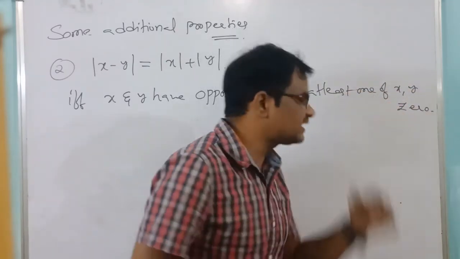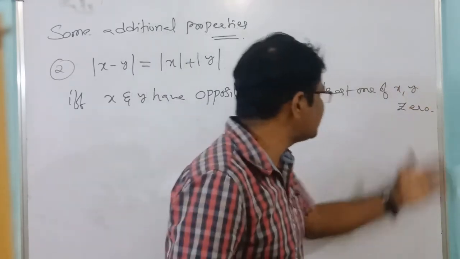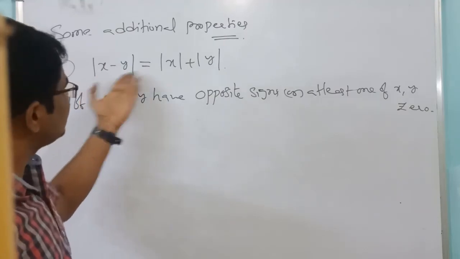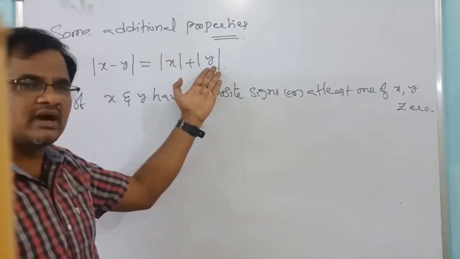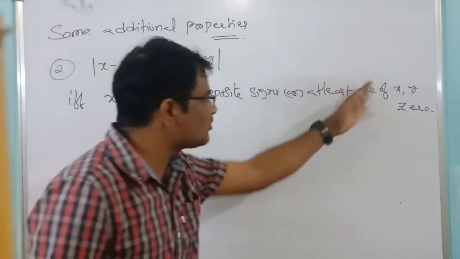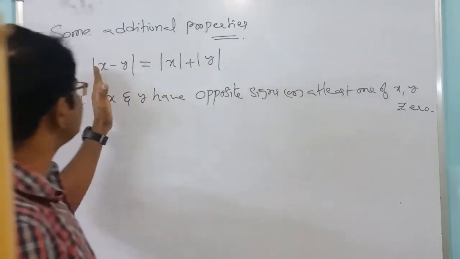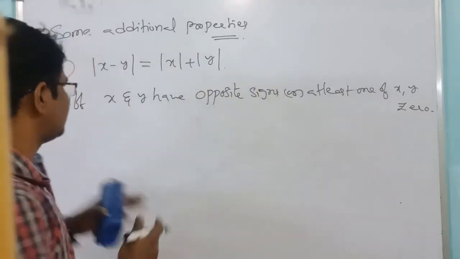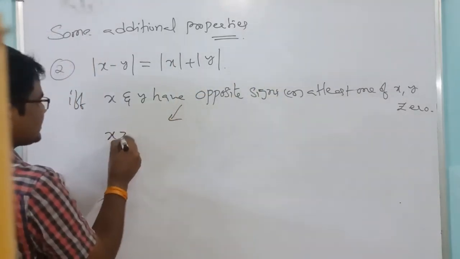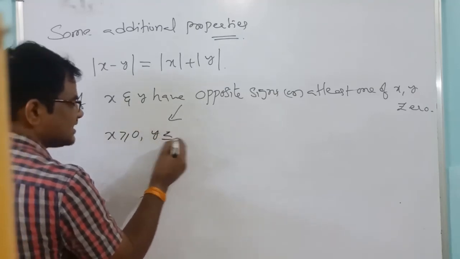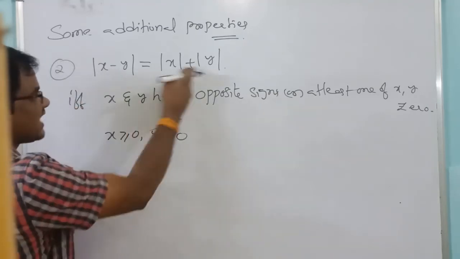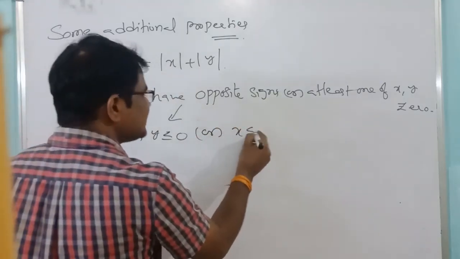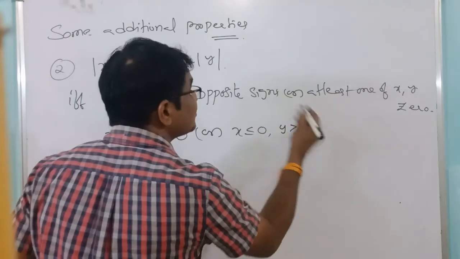Why are we saying at least one of x and y is 0? Suppose x equal to 0. If you substitute, what will you get? Modulus of y equals modulus of y. Here x equal to 0, modulus of y equal to modulus of y, it satisfies. Suppose y equal to 0, that also satisfies, or both equal to 0 also satisfies. And x and y have opposite sign means x greater than or equal to 0 gives y less than or equal to 0. Equal to 0 is also satisfying, that's why I am taking equal to 0 also. Or x less than or equal to 0 means y greater than or equal to 0.